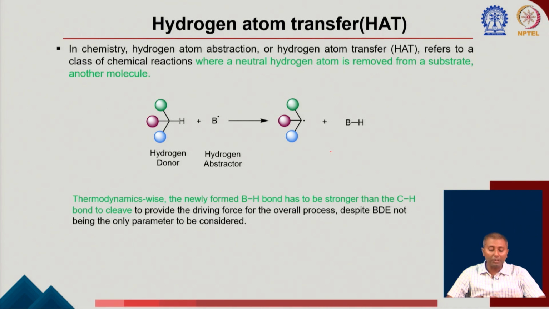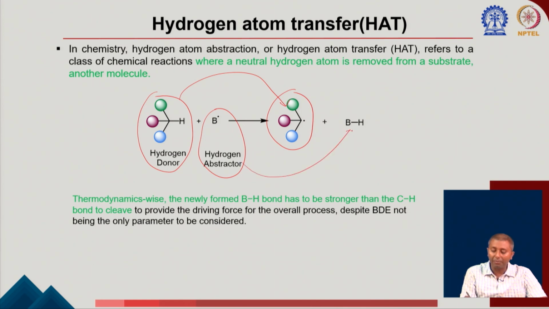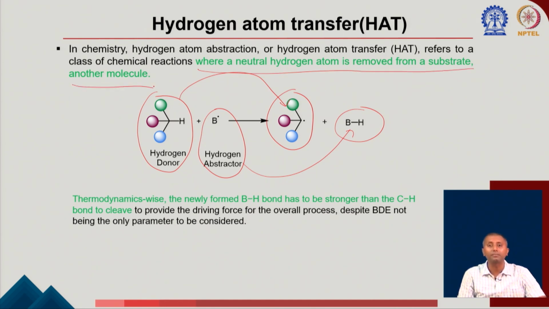The most important thing is that in this reaction there will be a hydrogen atom donor, there will be a hydrogen abstractor, and then at the end you can see this will lose the hydrogen, it will form this radical and it will take the hydrogen from the B-H. So, it is where a neutral hydrogen atom is removed from a substrate to another molecule. That is the important thing here.